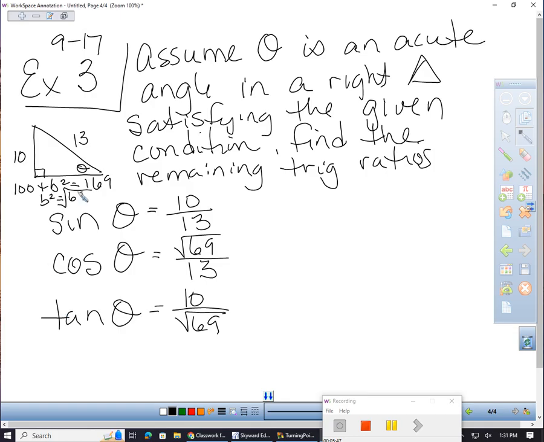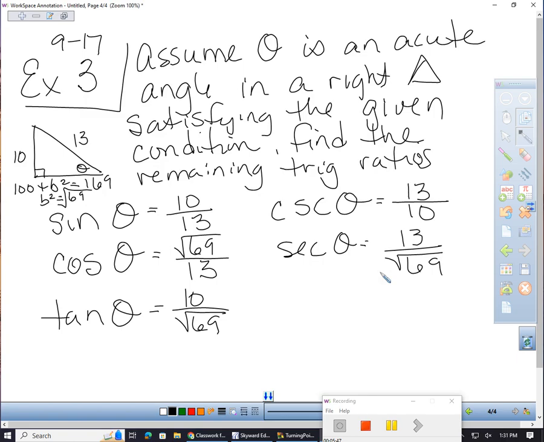Now let's do our other ones. Let's do the cosecant of theta is hypotenuse over opposite. Secant of theta is hypotenuse over adjacent. And cotangent of theta is adjacent over opposite. You notice I've been putting them across from each other so you can see that they just flip, right? You start to find the shortcuts there.